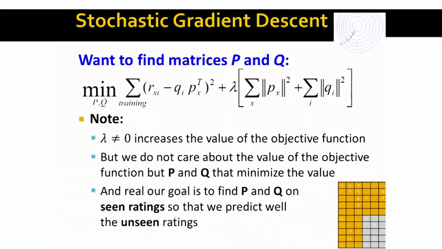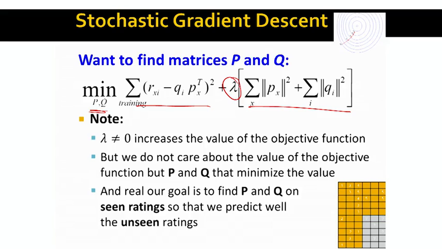So now, basically, all we have is we have already decided, right? We have our optimization problem. We want to find matrices P and Q, where we want to minimize both the accuracy of the model, the ability of the model to predict the ratings, plus the simplicity of the model, and our parameter lambda trades off between the simplicity and the predictive performance.